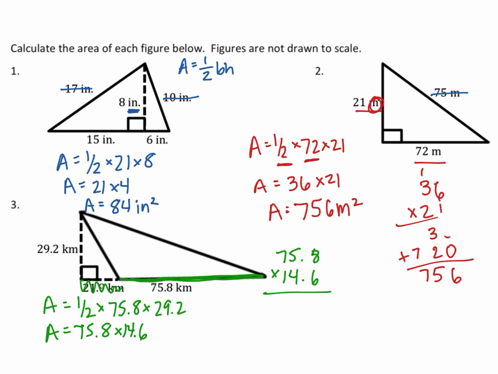6 times 8 is 48. 6 times 5 is 30, plus 4 more makes 34. 6 times 7 is 42. Plus 3 more is 45. Then use a place value spacer. 4 times 8 is 32. 4 times 5 is 20, plus 3 more makes 23. 4 times 7 is 28, plus 2 more makes 30. Now we need 2 place value spacers. 1 times 8 is 8, 1 times 5 is 5, and 1 times 7 is 7.